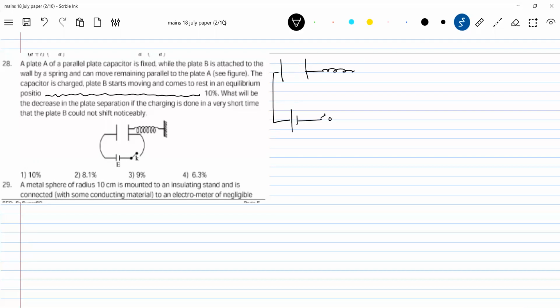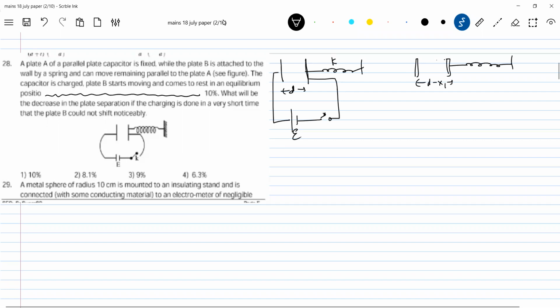Initially the spring is released and this separation is, say, D. Then what I do is the separation will become D minus X1 and the spring will get elongated. So here I have to show the electrostatic force, and on this side the spring force. So there is a wire, you show it.